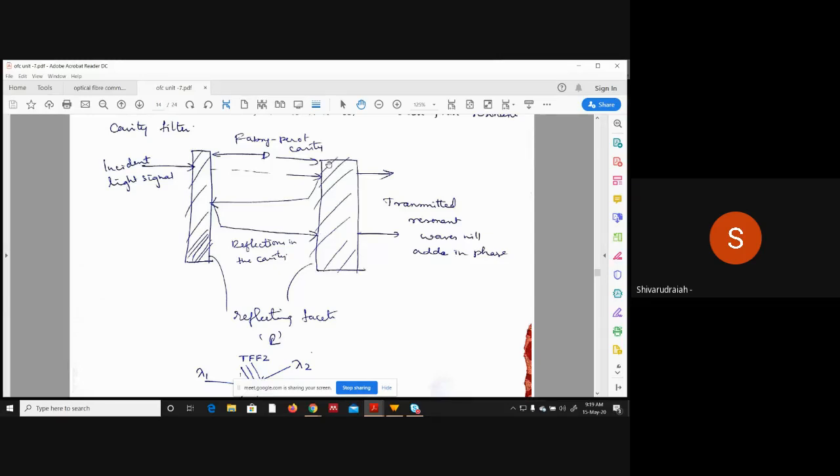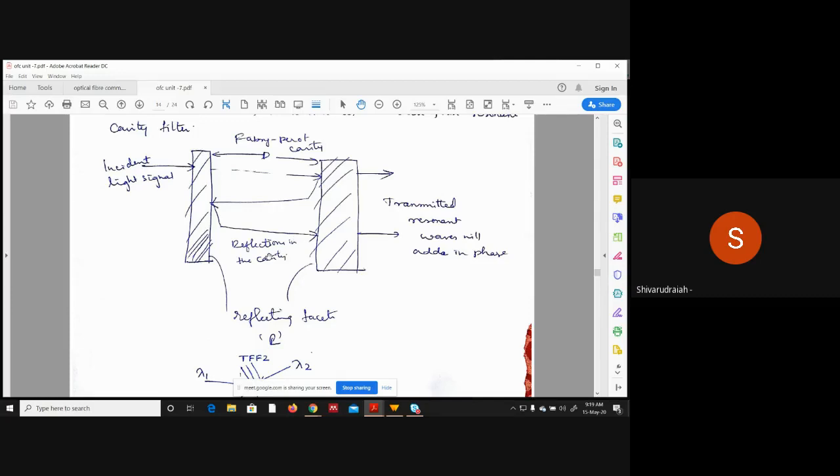So if we can establish a certain technique so that one reflecting surface is fixed and the other reflecting surface is movable, then the distance D can be varied. So if you vary the distance between the two reflecting surfaces, then different wavelengths can be transmitted and many other wavelengths can be reflected. So that is the working of the dielectric thin film filter.